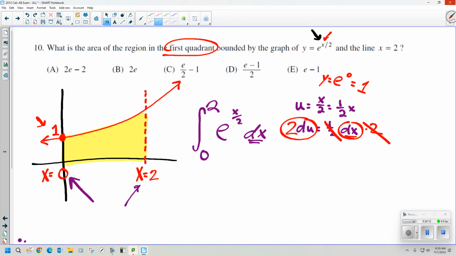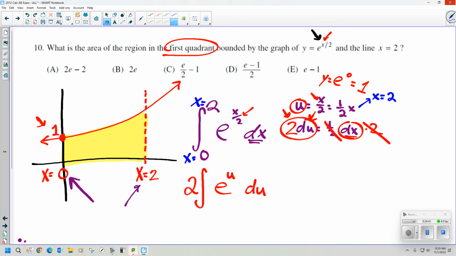Ready, ready, ready? I'm going to integrate. Okay, my 2 is a constant. Just going to put that on the outside. du is now my new dummy variable. e to the u, because in for x over 2, I'm putting in a u. Do not forget, these bounds are currently x equals. You need to change them to u's. If my upper bound is x equals 2, well, 1/2 times 2 is 1. That is my new upper bound.